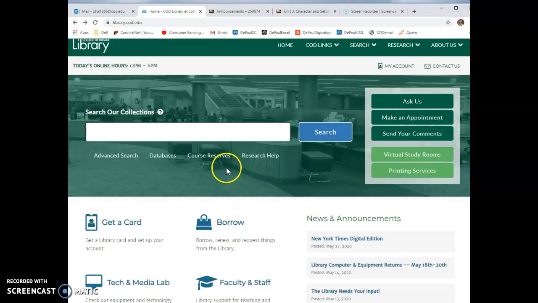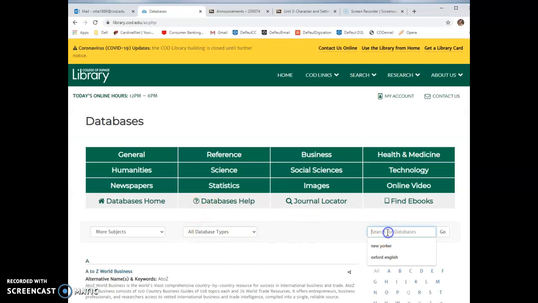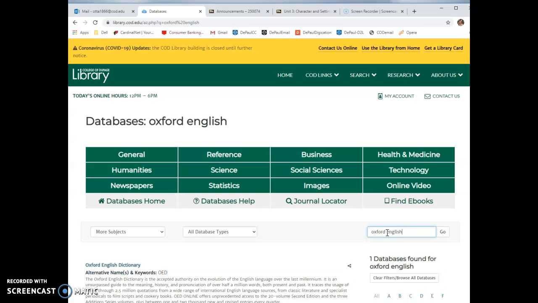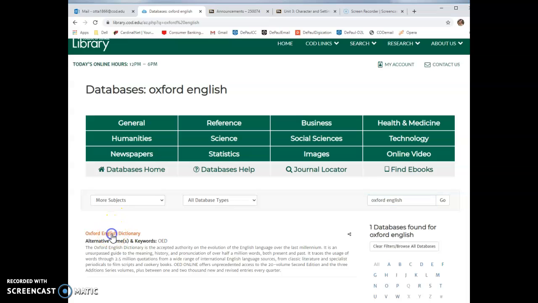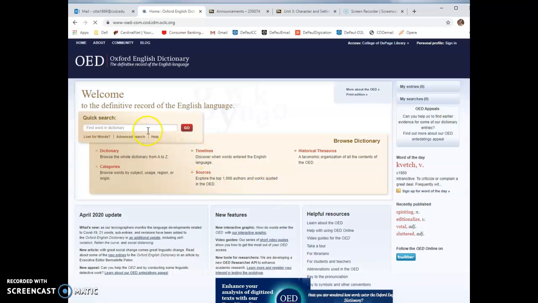I'll go to databases at COD. I'm going to search for databases, the Oxford English Dictionary, just because you have the greatest range of terms here. Enter your last name and your barcode number. So you have to have a registered library account, which you can get here if you don't have one. Very simple to sign up for, and you can start typing in whatever terminology it is.